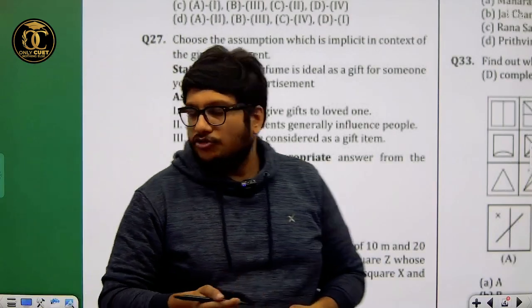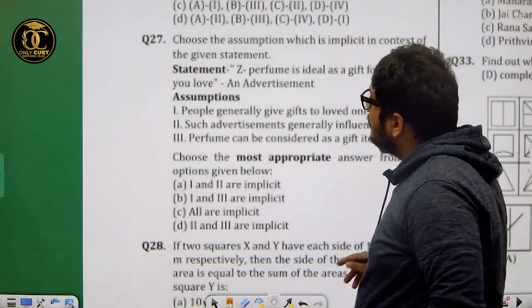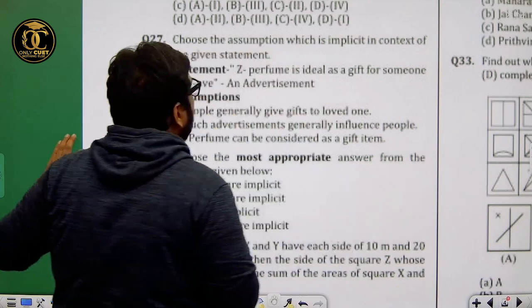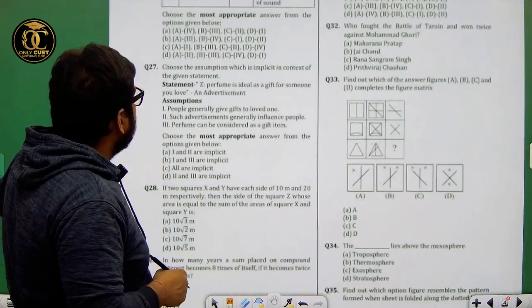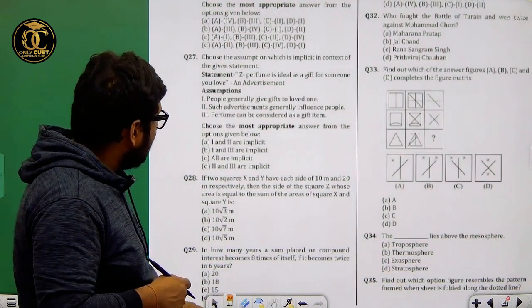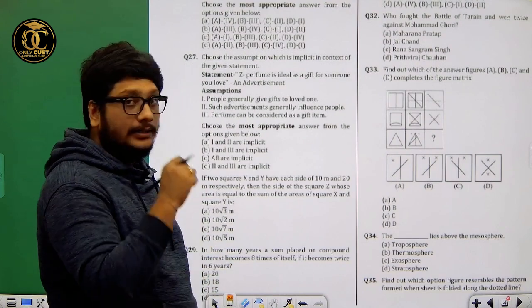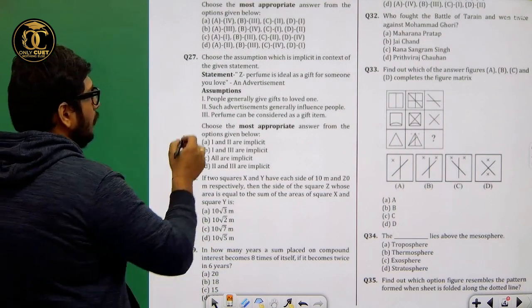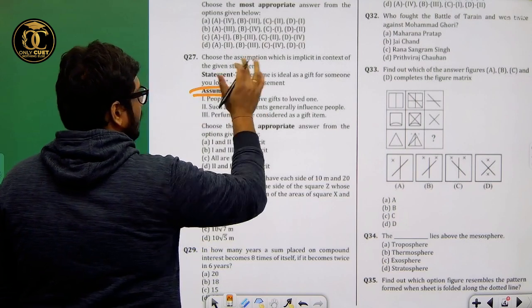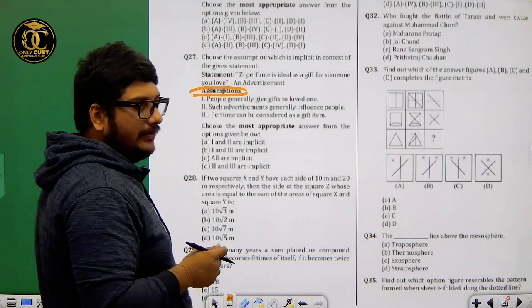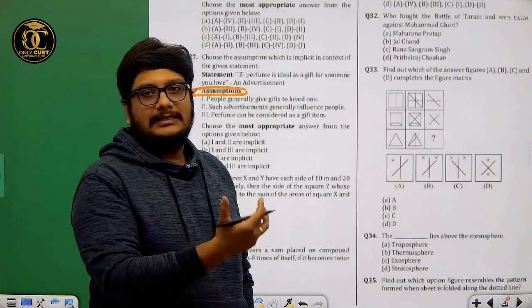So now let us look at question number 27. It says, choose the assumption which is implicit. The question's statement says, Z perfume is an ideal gift for someone you love. Advertisement. Okay. So what are the assumptions based upon this statement? People generally give gifts to loved ones. Obviously, that is why it is telling that perfume is a gift.